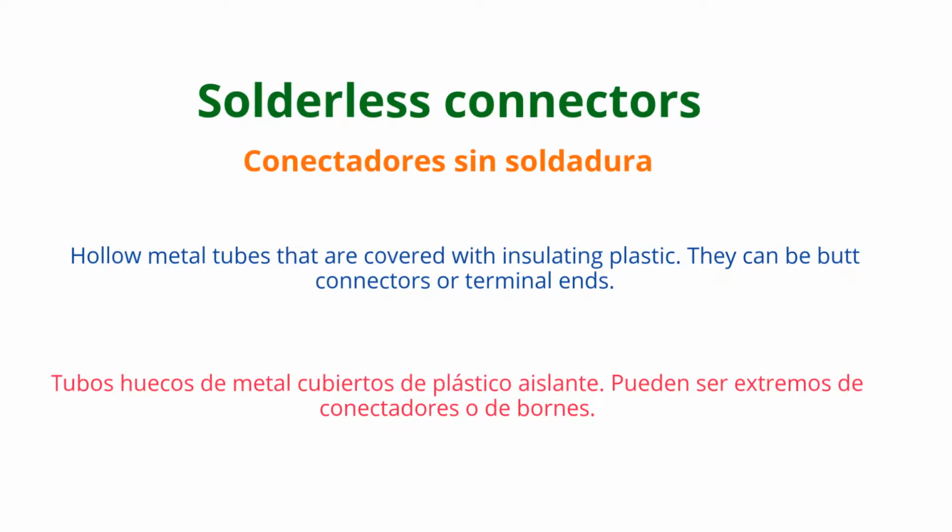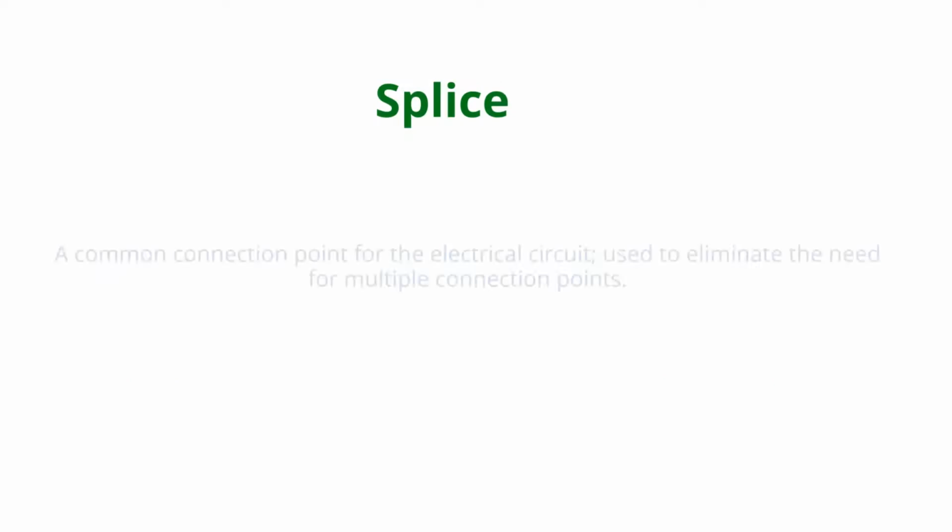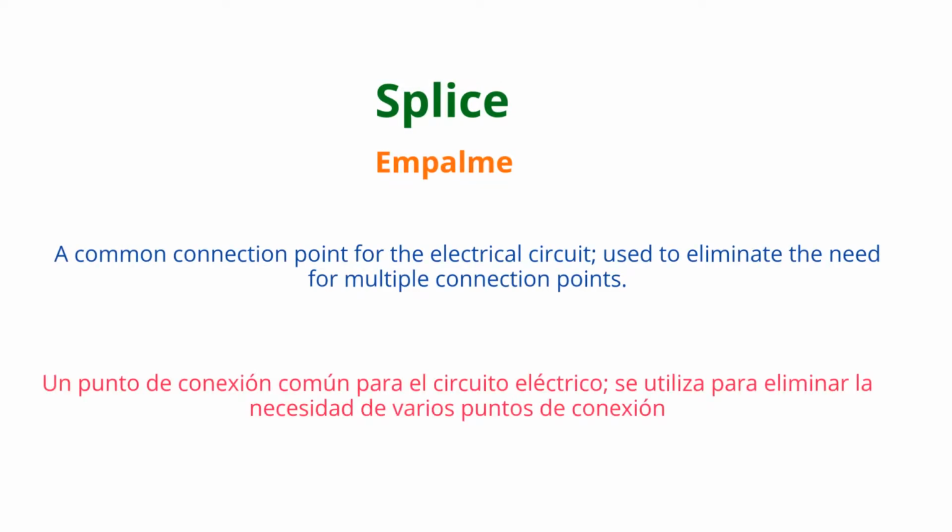Solderless connectors. Hollow metal tubes that are covered with insulating plastic. They can be butt connectors or terminal ends. Splice. A splice is a common connection point for the electrical circuit. It's used to eliminate the need for multiple connection points.